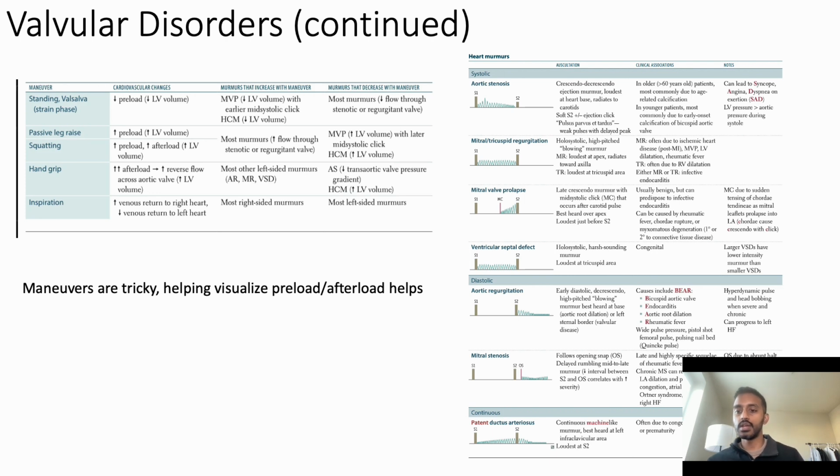PDA is a continuous, machine-like murmur heard in the left infraclavicular area, loudest at S2. S3 is heard after S2, and S4 is heard before S1.